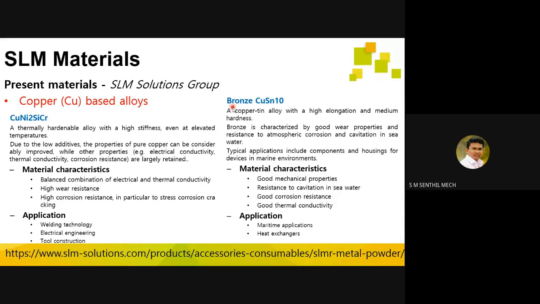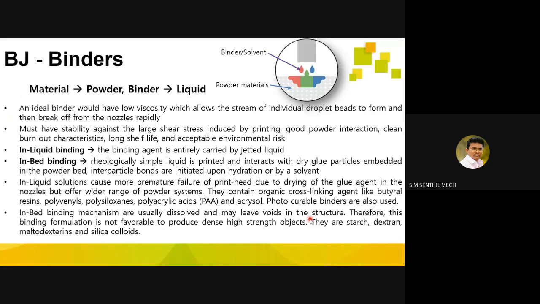Okay, then is bronze, copper and tin. Tin, you will be calling it as stannum. So this is a copper tin alloy. Okay, this copper tin alloy is nothing but bronze. It has good wear properties and is resistant to atmospheric corrosion and cavitation in sea waters. So if you want to create a material which is used for the shipping industry, you will be going for this particular type of material. Okay, maritime applications.